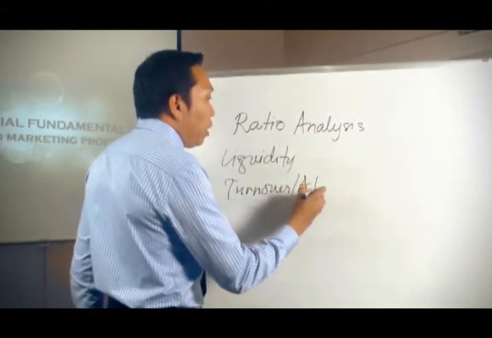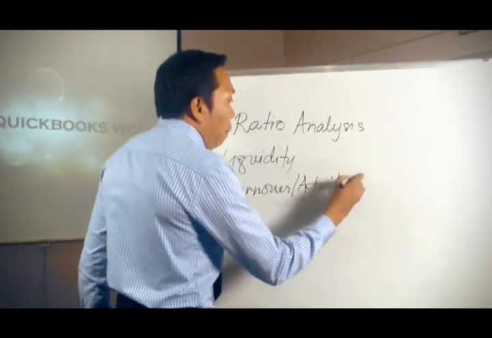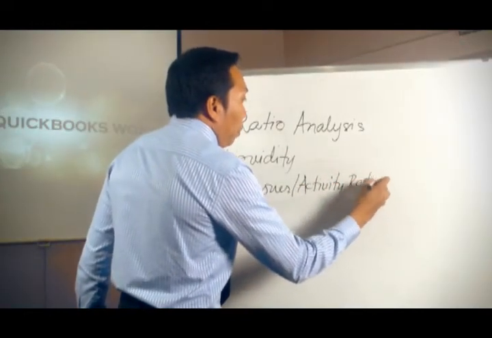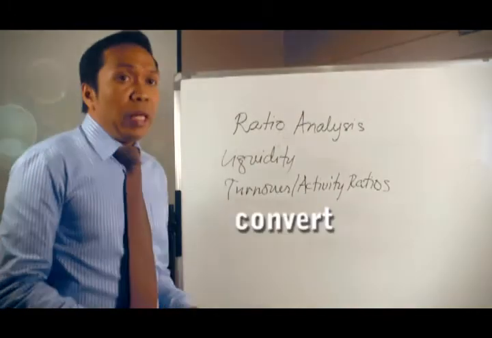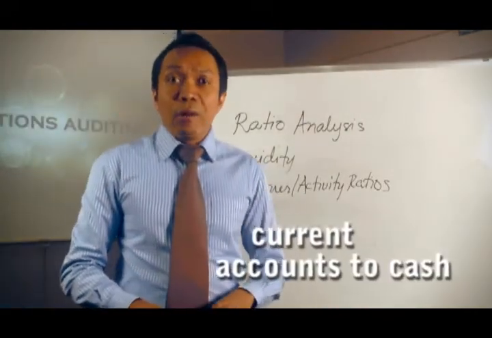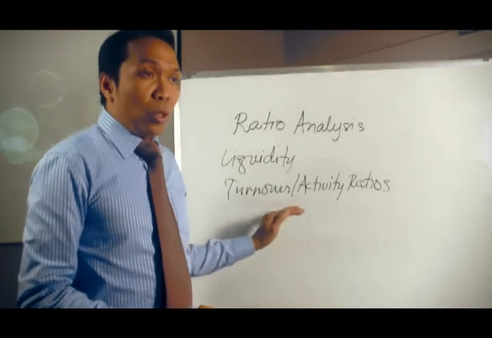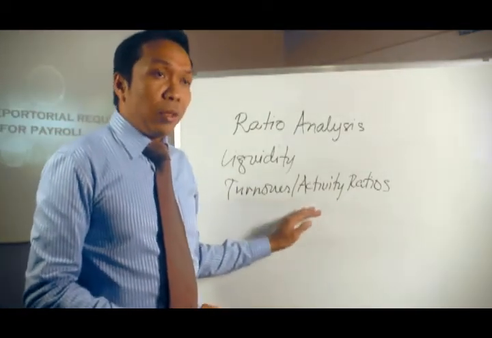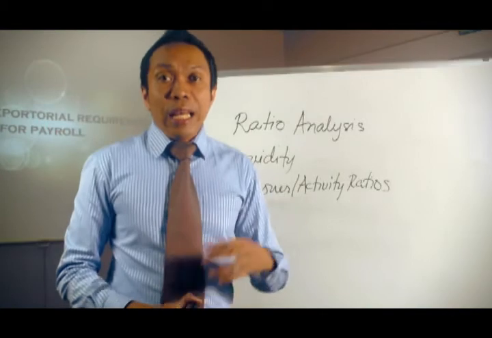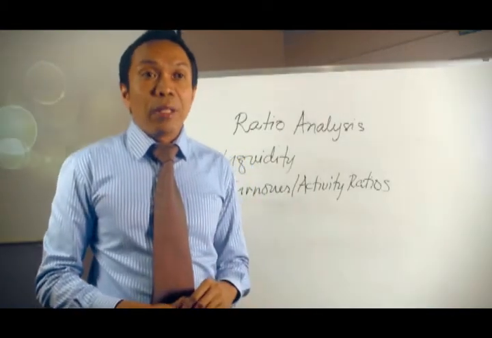The next classification of ratios is turnover or activity ratios. Turnover or activity ratios measure the ability of the company to convert its current accounts into cash. How fast the company is able to convert its current accounts into cash, like for example, inventory and receivables.